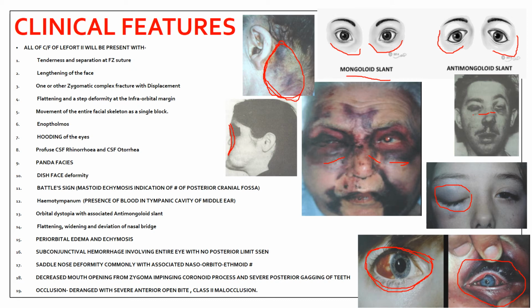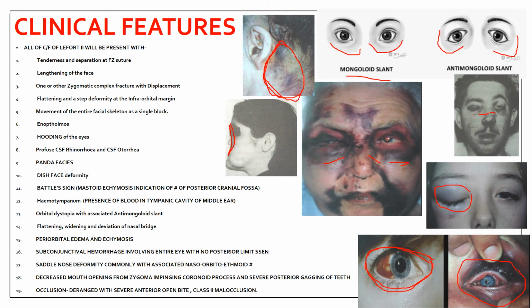So it is getting protruded. In this, the eye is getting sunken. Then there is hooding of the eye. So over here, this is the hooding of the eye. Then there is profuse CSF rhinorrhea. CSF rhinorrhea is nothing but your CSF fluid, so there is leakage of the CSF fluid from the nose. So this is nothing but CSF rhinorrhea. So in Lefort 3, you'll see profuse CSF rhinorrhea.